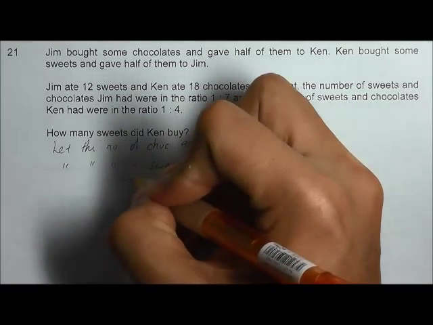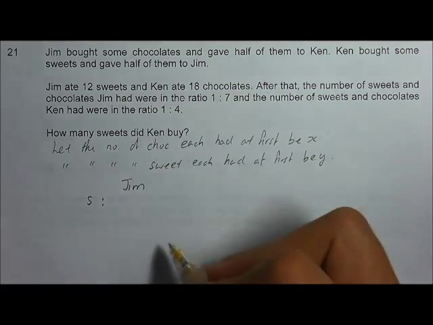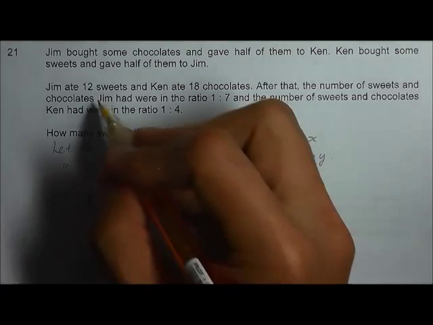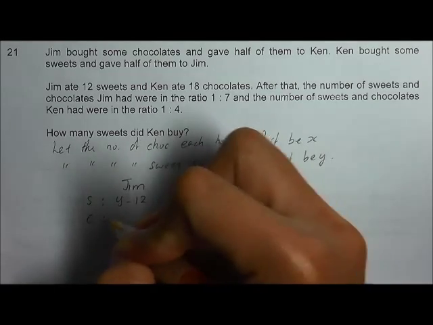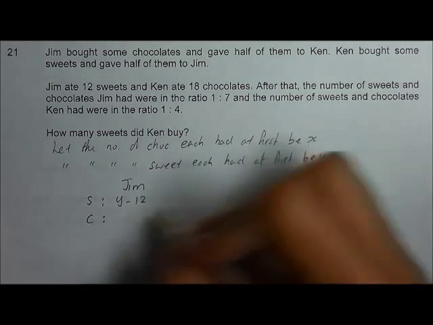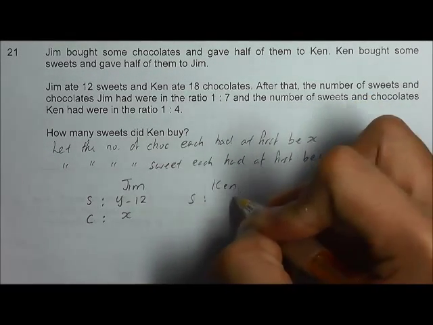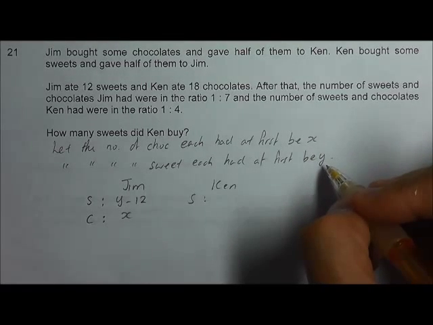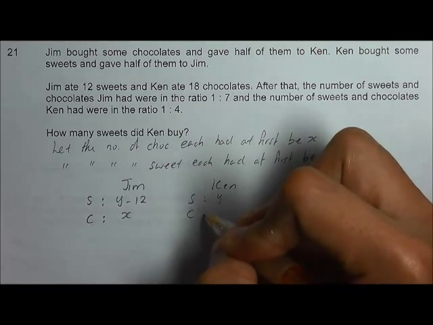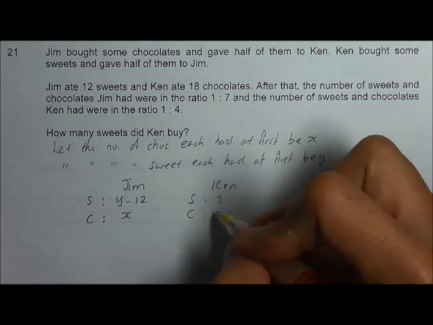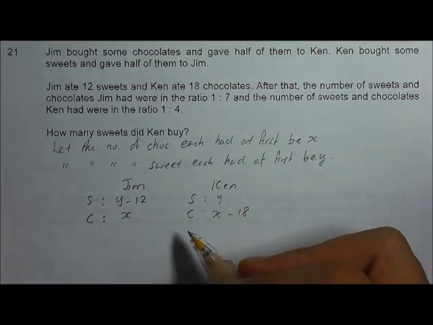So that means Jim will be left with Y minus 12 sweets, and Jim will be left with X number of chocolates. And Ken will be left with Y number of sweets, and he had X minus 18 chocolates.